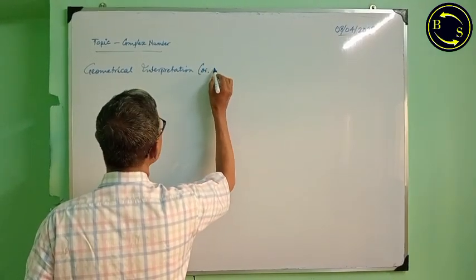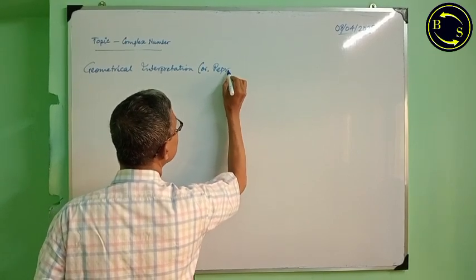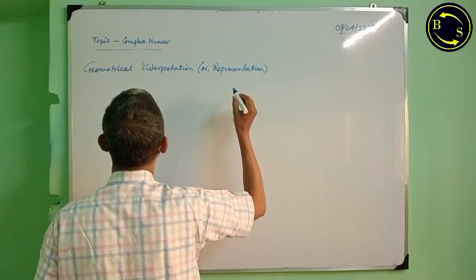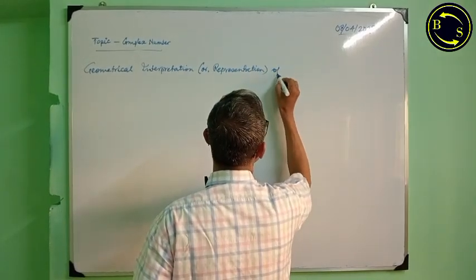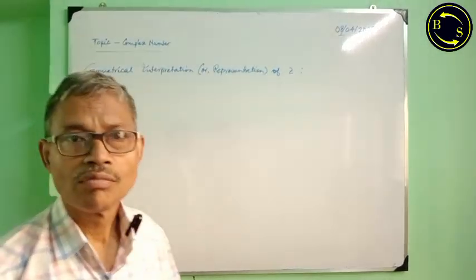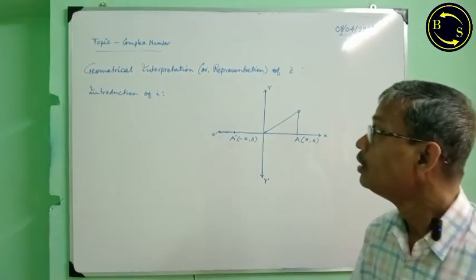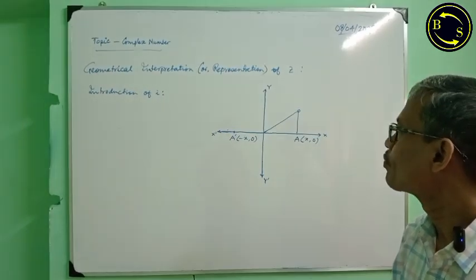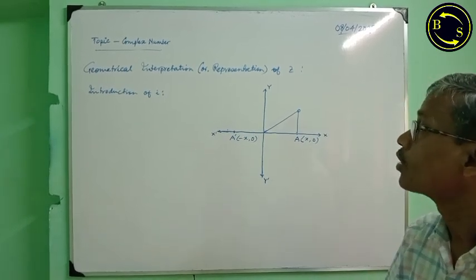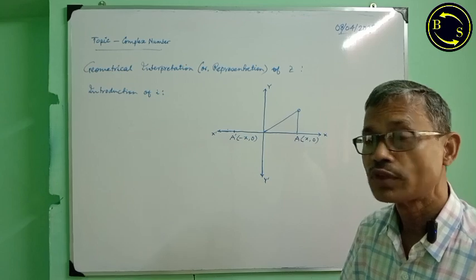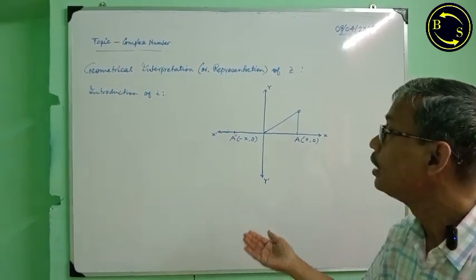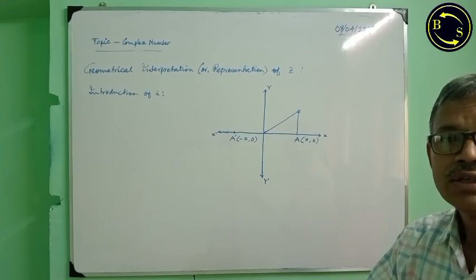Also, we can say representation. Now, I am going to represent the geometrical interpretation of z. In the first part, I am going to discuss how i was introduced.